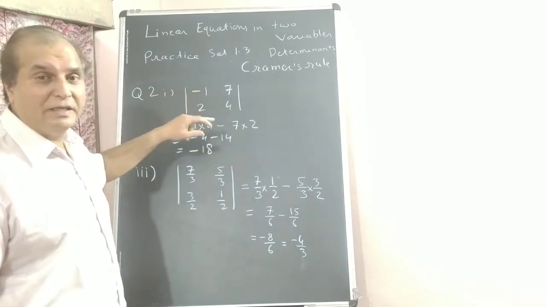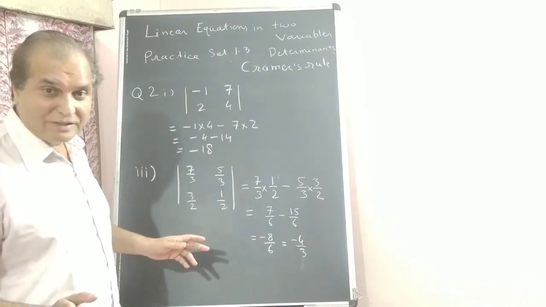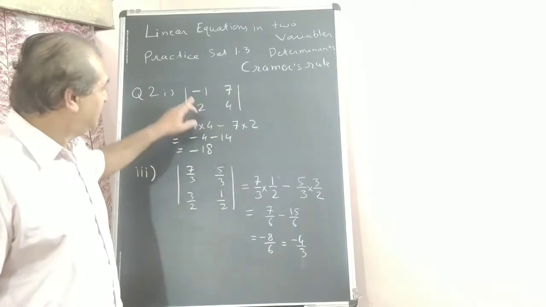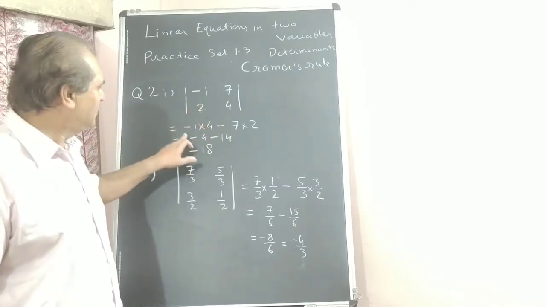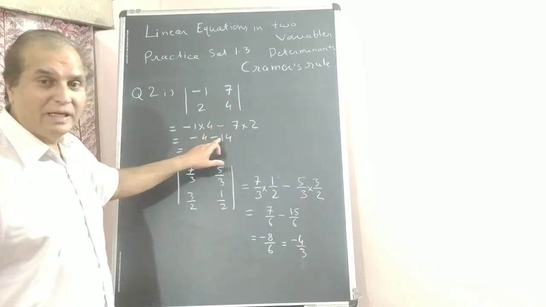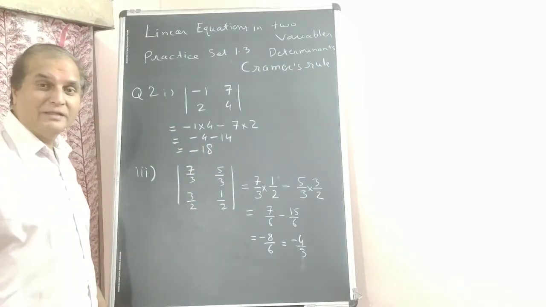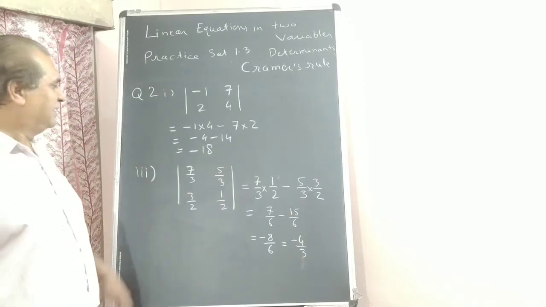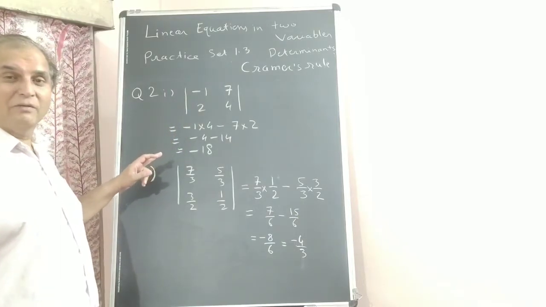Find the value of the determinant: -1, 7, 2, 4. You know, just now I told you the formula. Always this into this minus this into this. So -1 into 4 minus 7 into 2. -1 into 4 is -4, minus 7 into 2 is 14. -4 minus 14 is -18. Many students make such mistakes in addition and subtraction. You don't make them. Understood? How to solve a determinant? It comes for 1 mark, but 1 mark is important.